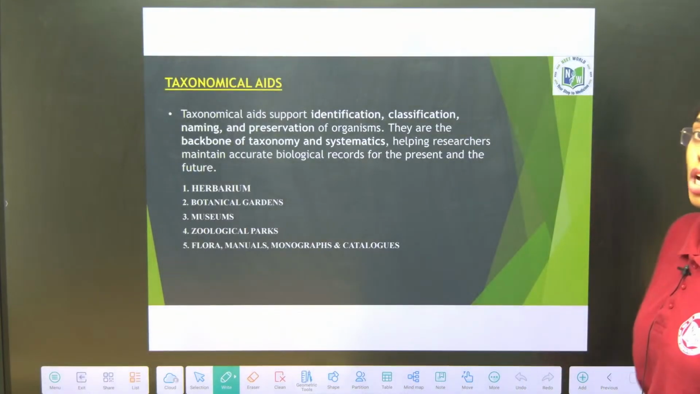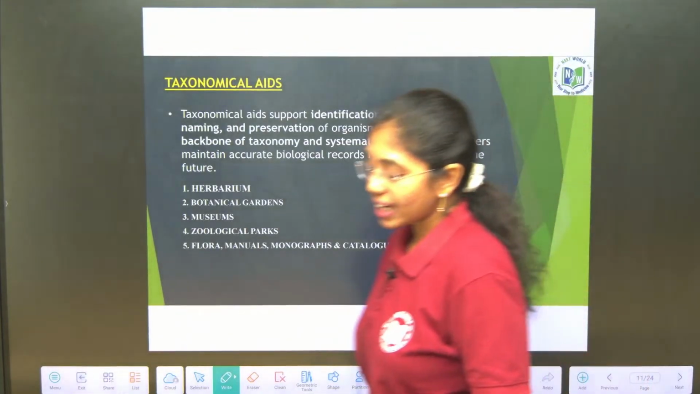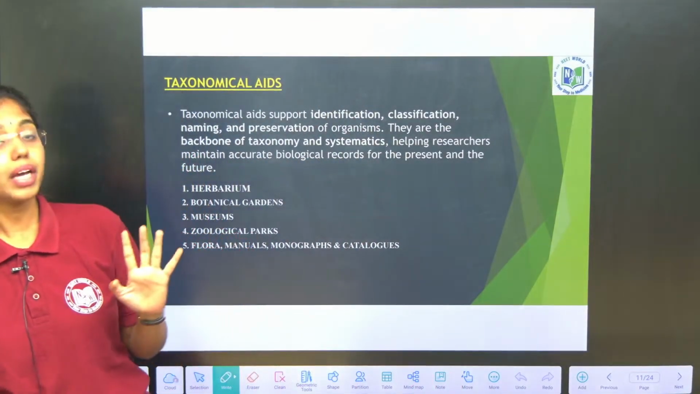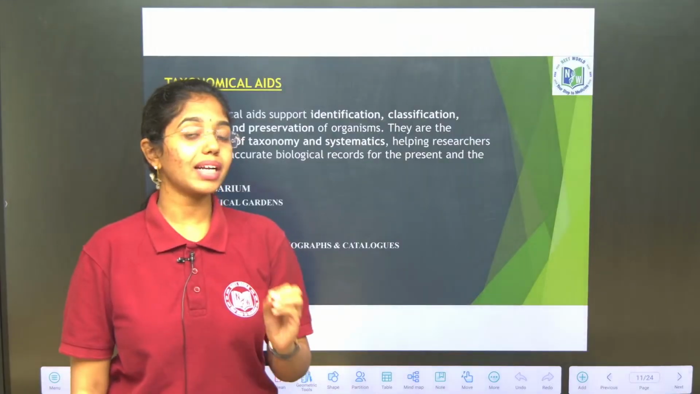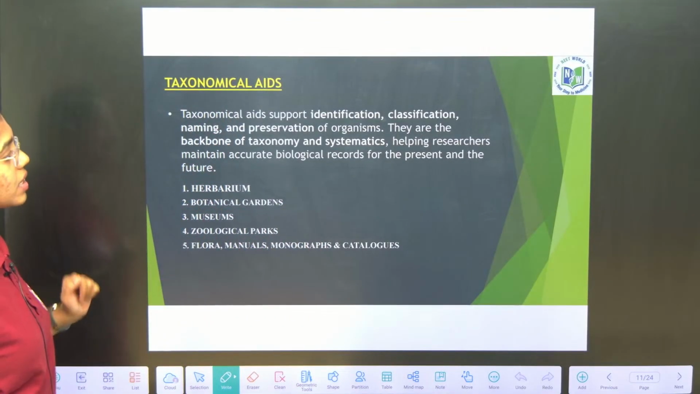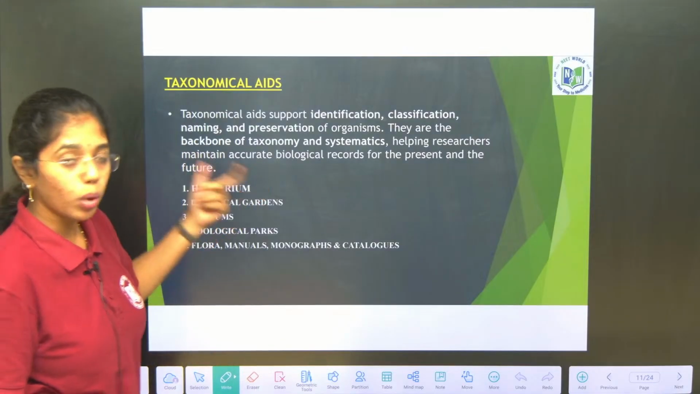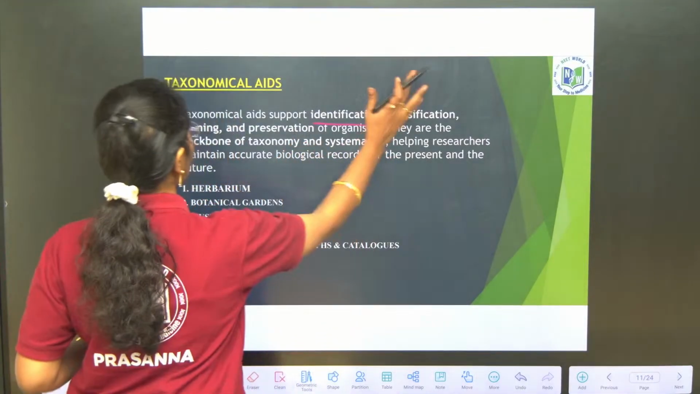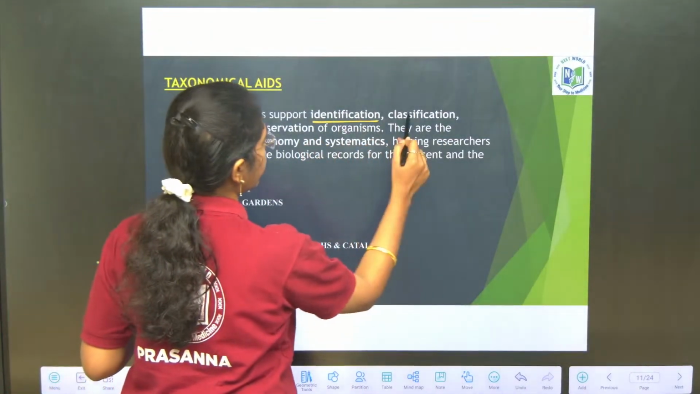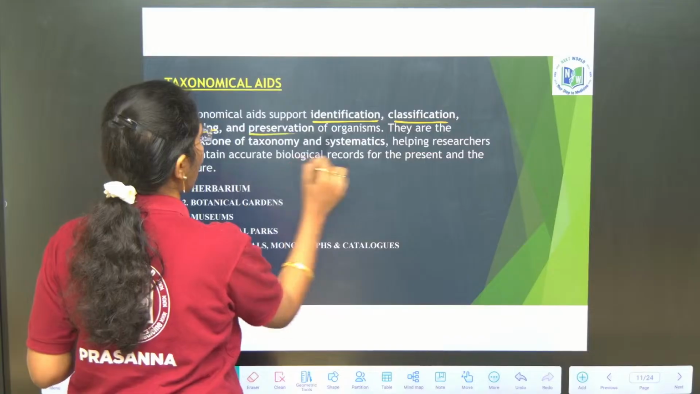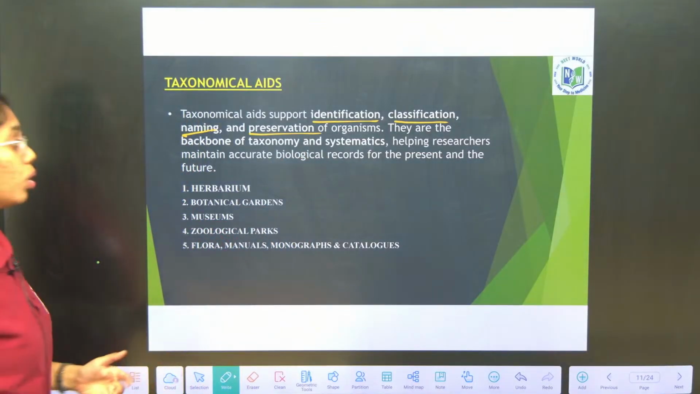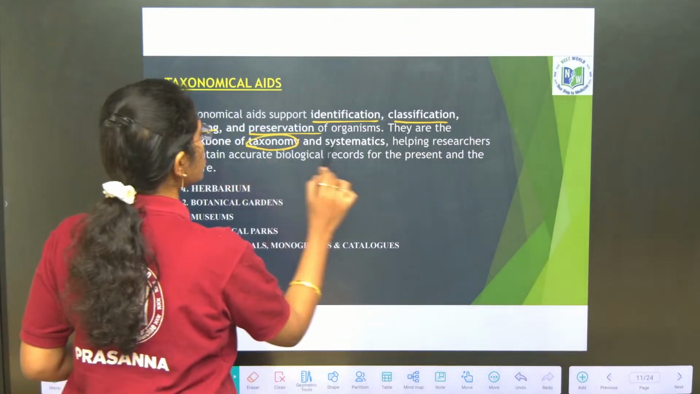Now taxonomic aids. Taxonomic aids are very important. In every alternate year you have a question on taxonomic aids. First you have to know what are the taxonomic aids. Look into the definition. Taxonomic aids are nothing but they will support identification, classification, naming and preservation of organisms. They are backbone for both taxonomy and systematics, okay.